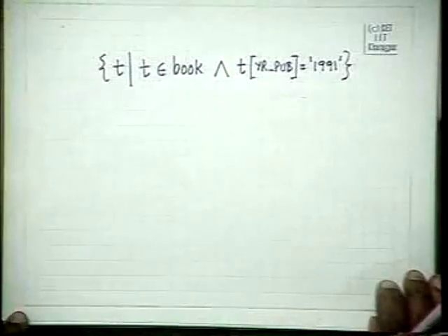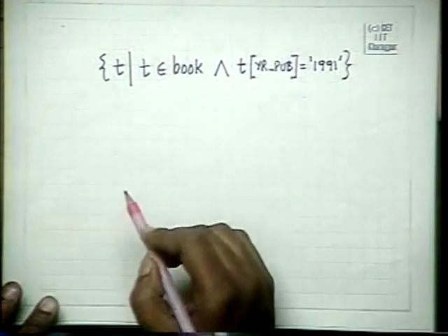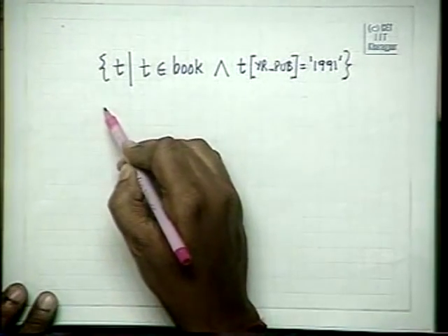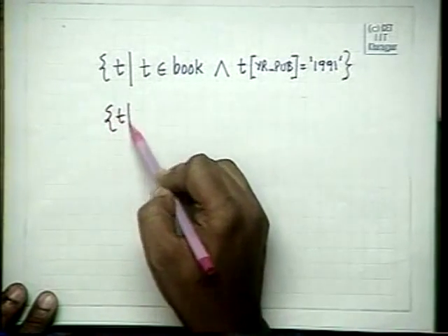So, using these, again we will see several examples on using tuple relational calculus, and some of them will be similar to the examples which we did in relational algebra. A tuple relational calculus expression will look like this, or it may look like this.